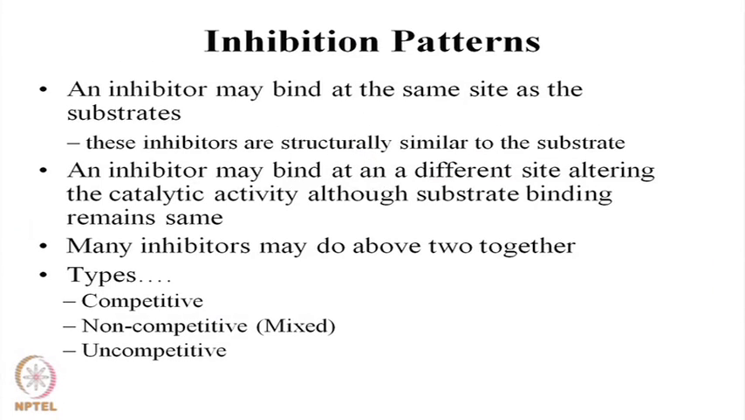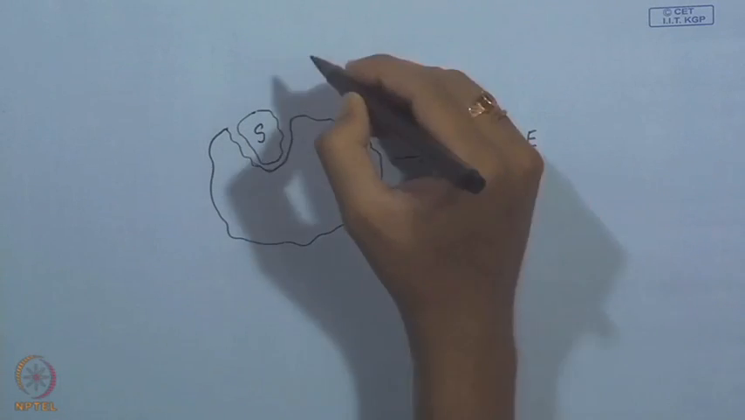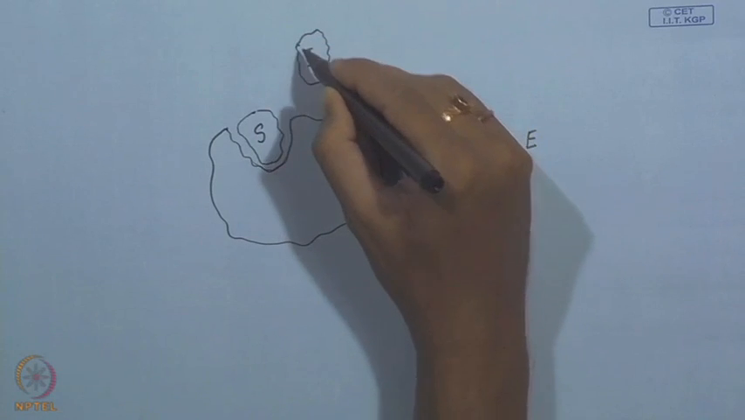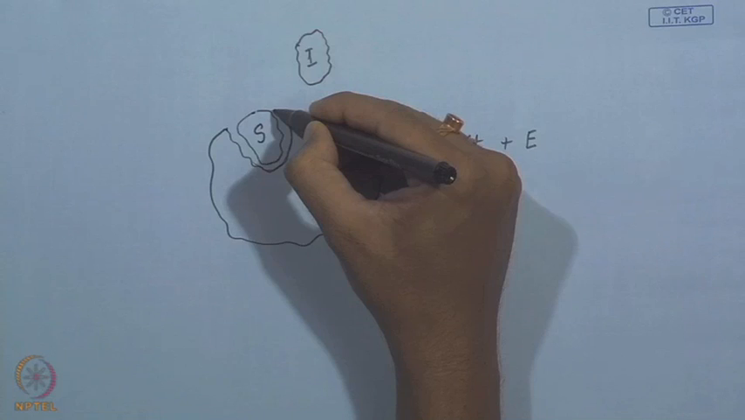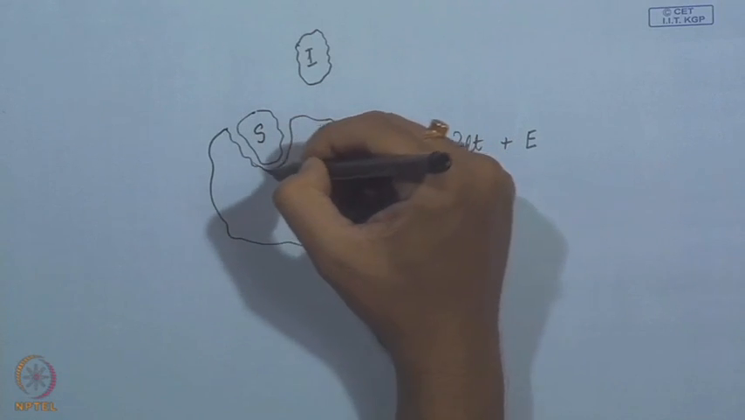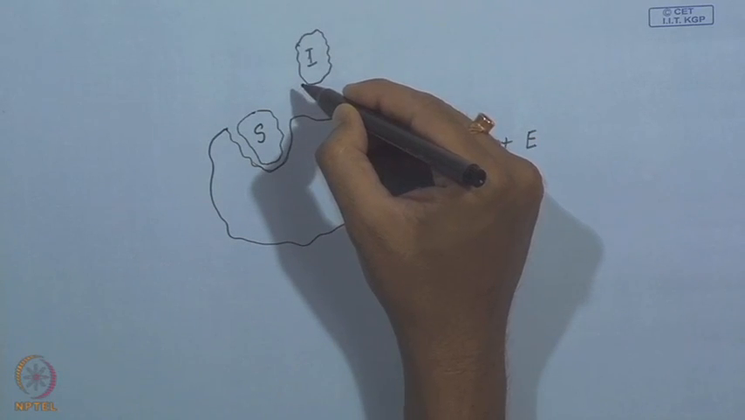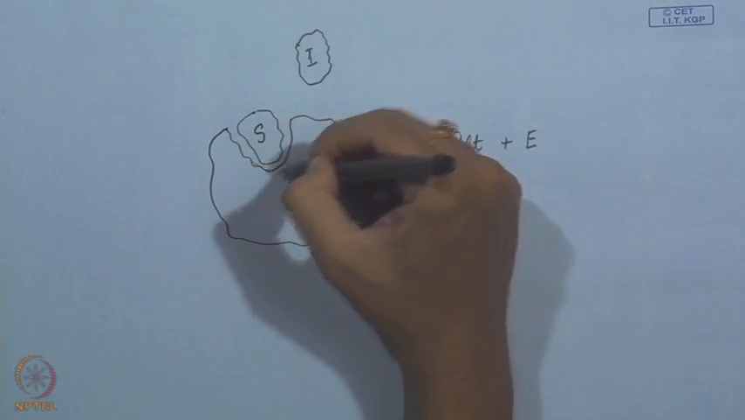Now, inhibition pattern. An inhibitor may bind at the same site as substrates, okay. That means, suppose you have got this enzyme, say this is your substrate, and say this is another similar looking inhibitor. They have got resemblance in their structure. So, it will come over here, that is, it will compete with this. These two have the probability of binding to or occupying this space. So, they are structurally similar, and as a result they will bind to the same active site.